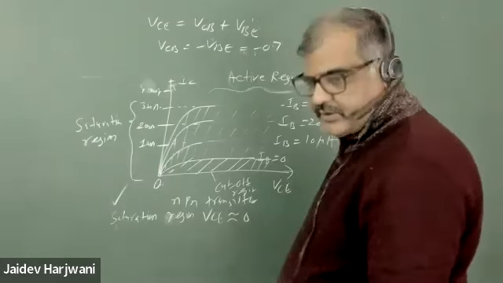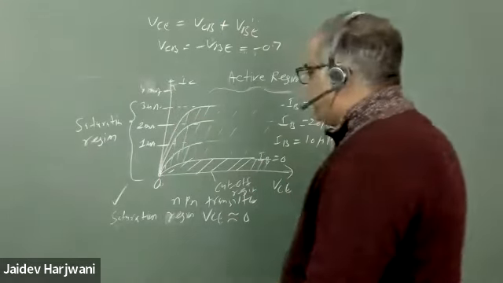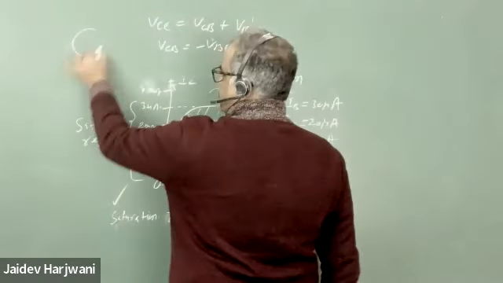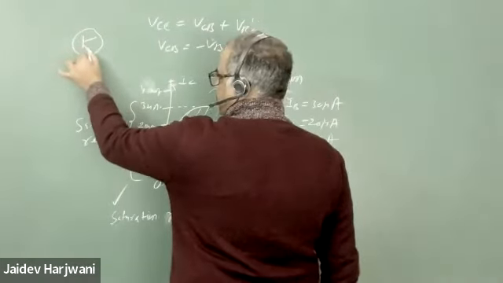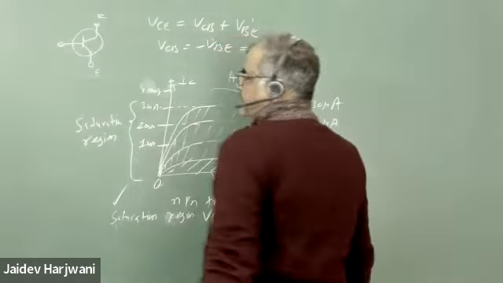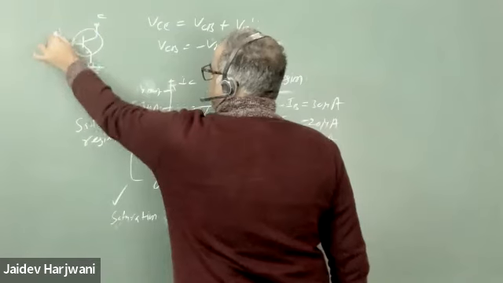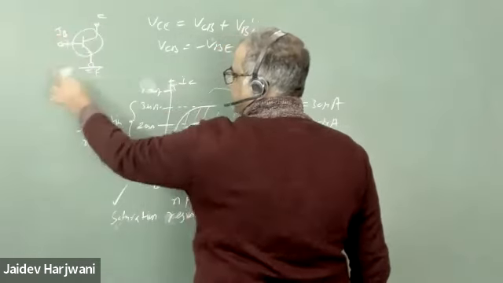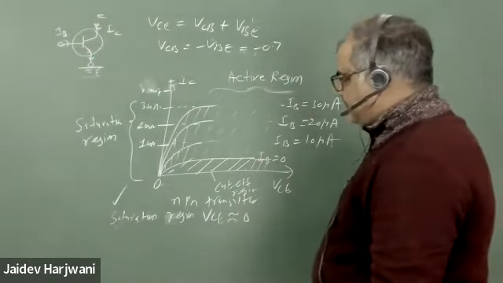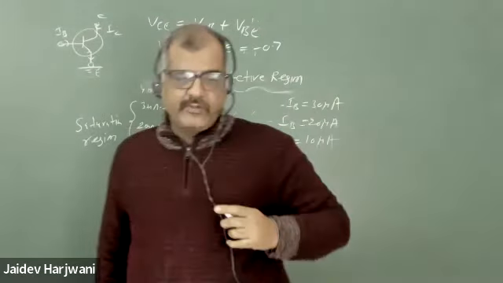Common emitter output characteristics. I told you that when we are using the common emitter configuration, this is my emitter, this is my base, this is my collector. So when I'm using this common emitter configuration, my input current is IB and output current is IC. If beta is given, then my IC will be simply beta into IB.